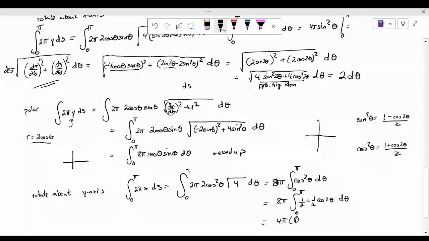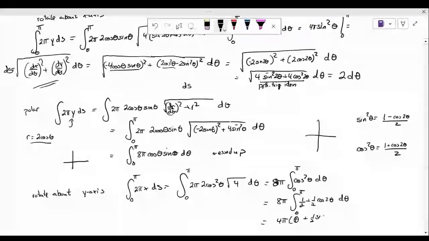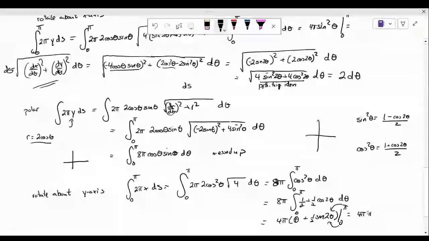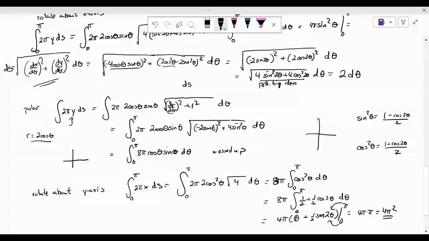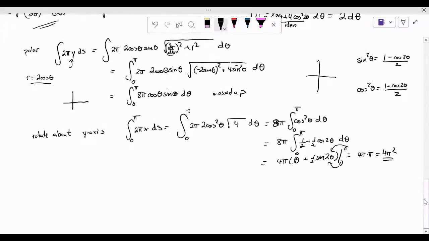And the antiderivative of cosine 2 theta would be 1/2 sine 2 theta. So yeah, sine at any integer multiple of pi is 0, so that's going to be 0 at either bound. So we're just going to be left with 4 pi times pi. So I just wasn't very careful. I should have either changed the bounds from, let's say, negative pi over 2 to pi over 2 or something. Okay. All right. So that's surface area.